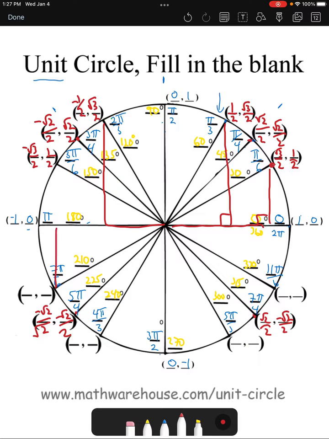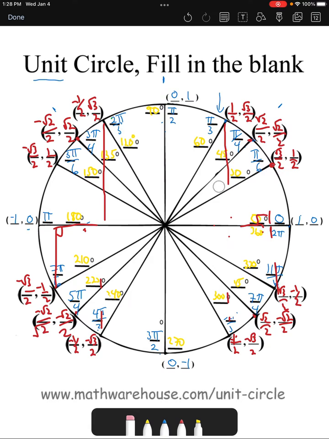And then here, you can see that it's negative radical 3 over 2 and negative 1/2. And then this one would be negative 1/2, negative radical 3 over 2. And this one would be positive 1/2, negative radical 3 over 2. And then positive radical 3 over 2, negative 1/2. And what we have here then is what we call the unit circle.